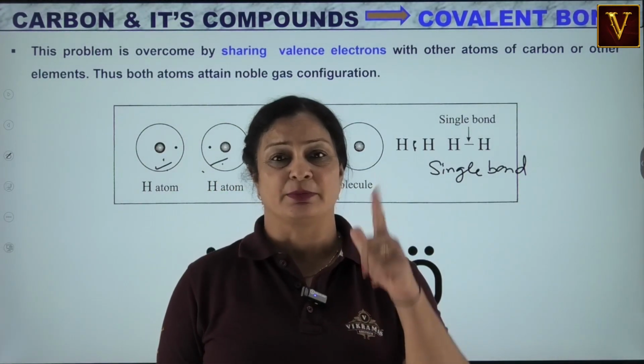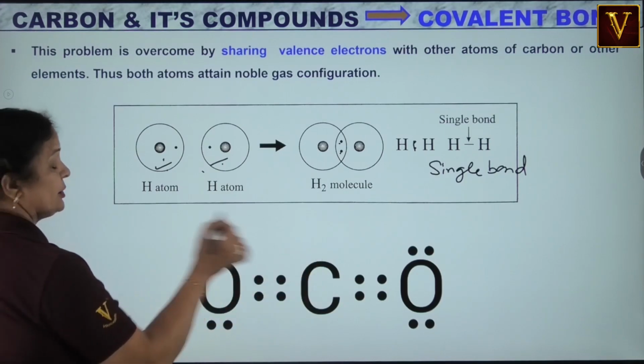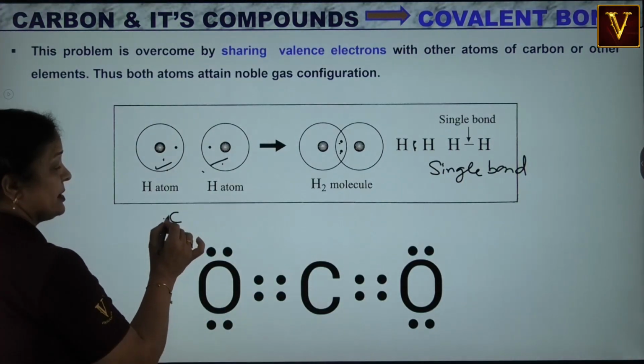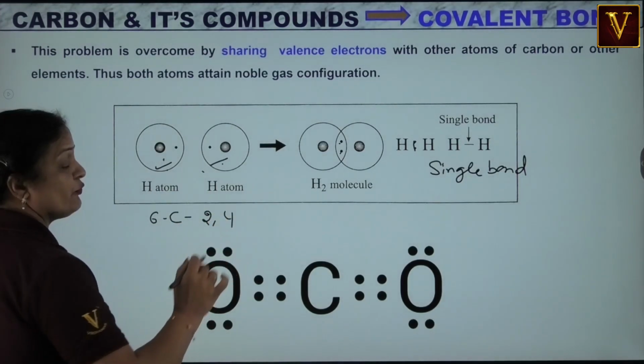Now we will discuss CO2. Yes students, we know very well carbon: the atomic number of carbon is 6, electronic configuration 2,4.